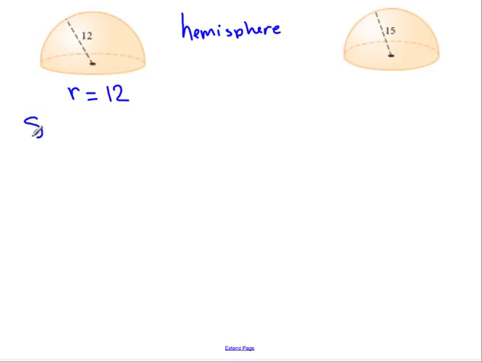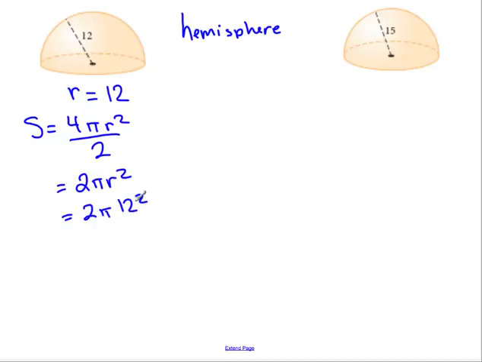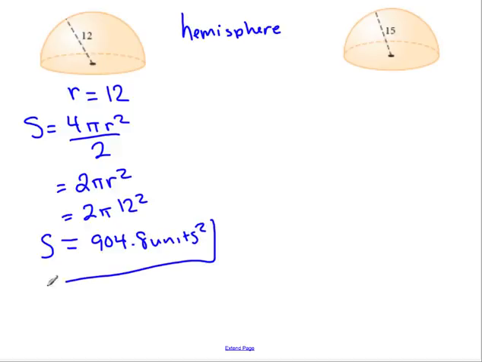So when we find the surface area, instead of it being four circles, 4 pi r squared, we'll basically just have to divide this by 2 because we have half of a melon. That'll be simplified to 2 pi r squared, or in this case, 2 times pi times 12 squared. When we throw that into our calculator, we should just get 904.8 square units.